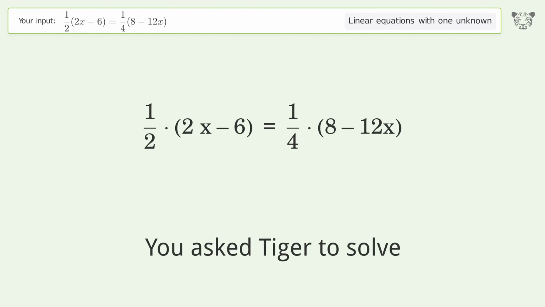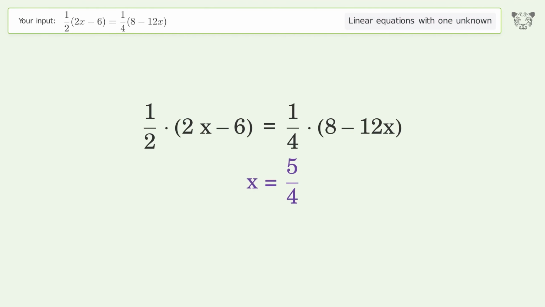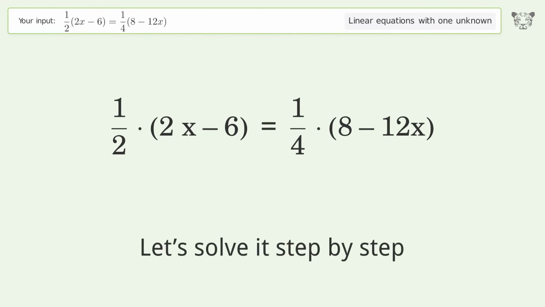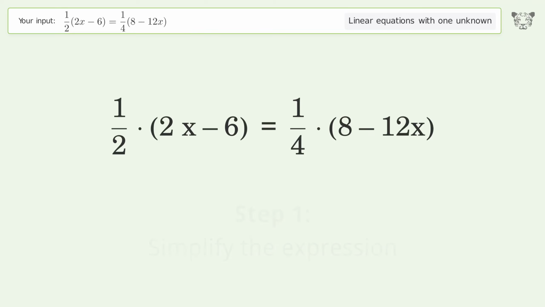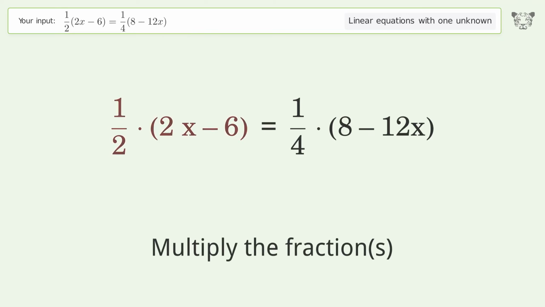You ask Tiger to solve. This deals with linear equations with one unknown. The final result is x equals 5/4. Let's solve it step by step. Simplify the expression. Multiply the fractions.